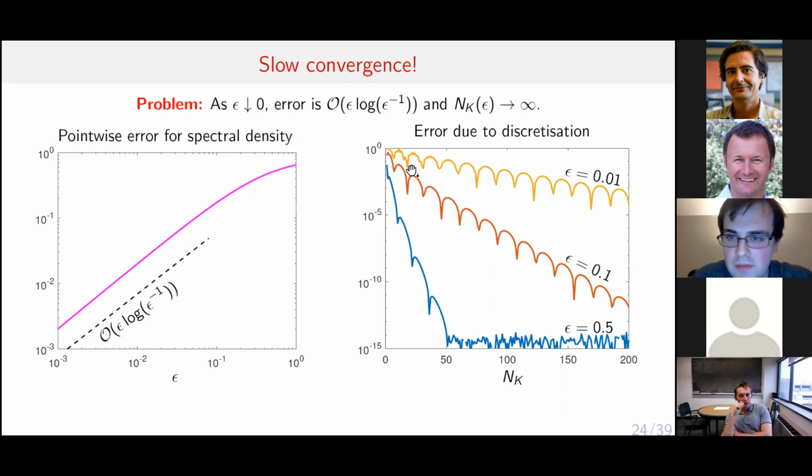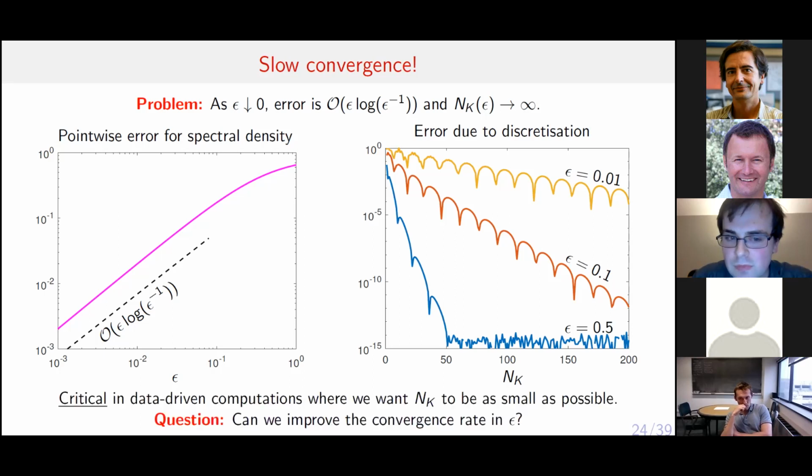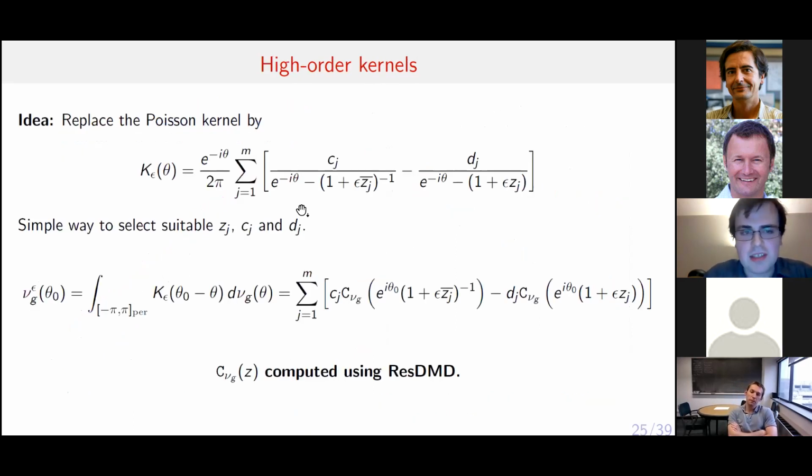And the key point is that for smaller epsilon, you need a much larger n to get a given accuracy. And this is critical in data-driven computations where you want the size of your discretization to be as small as possible, right? Because it can be very expensive to form that discretization. So the question is, can we improve this convergence rate in epsilon? And the answer is yes.